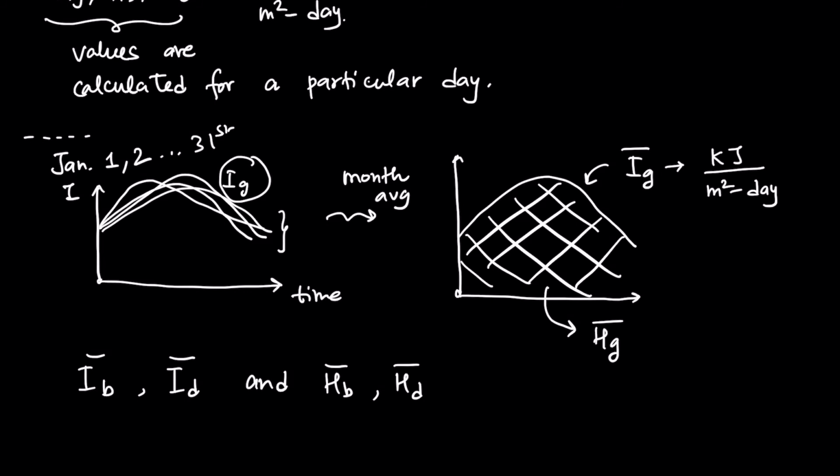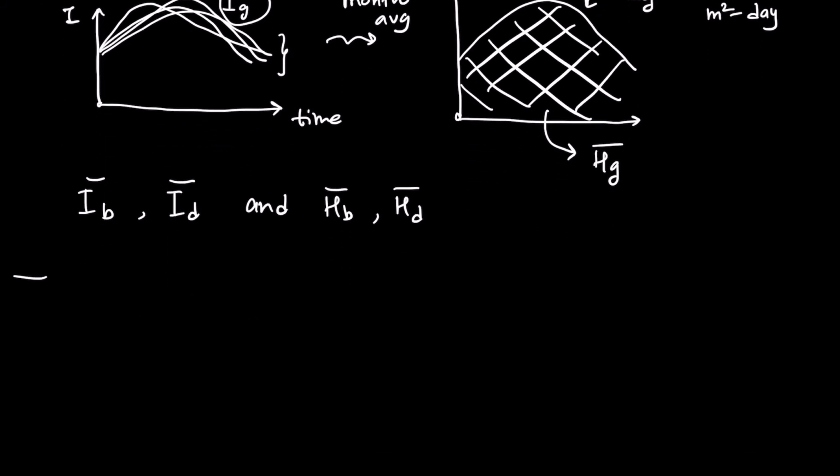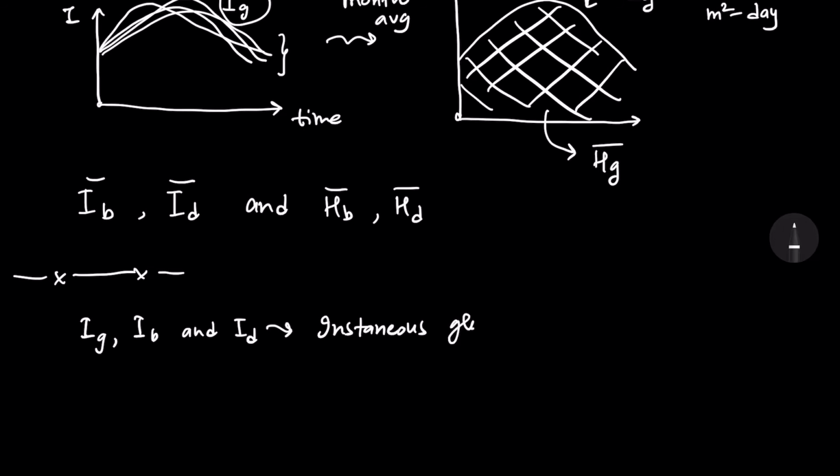Okay, so let me conclude today's lecture. Now first of all, IG, IB and ID, they are instantaneous global, beam and diffuse radiation, and the unit is watt per meter square.